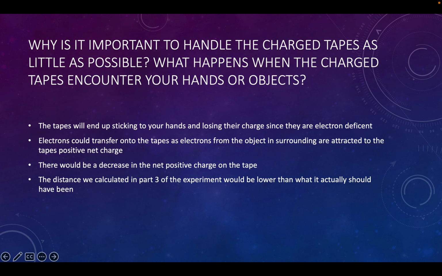Why is it important to handle the charged tapes as little as possible, and what would happen when the charged tapes encounter your hands or other objects? The tapes will end up sticking to your hands and losing their charge since they are electron deficient. Electrons from surrounding objects would transfer onto the tapes, and it would actually attract the tape's positive net charge. There would also be a decrease in the net positive charge, and the distance that we calculated in part 3 of the experiment would actually be lower than what it should have been.